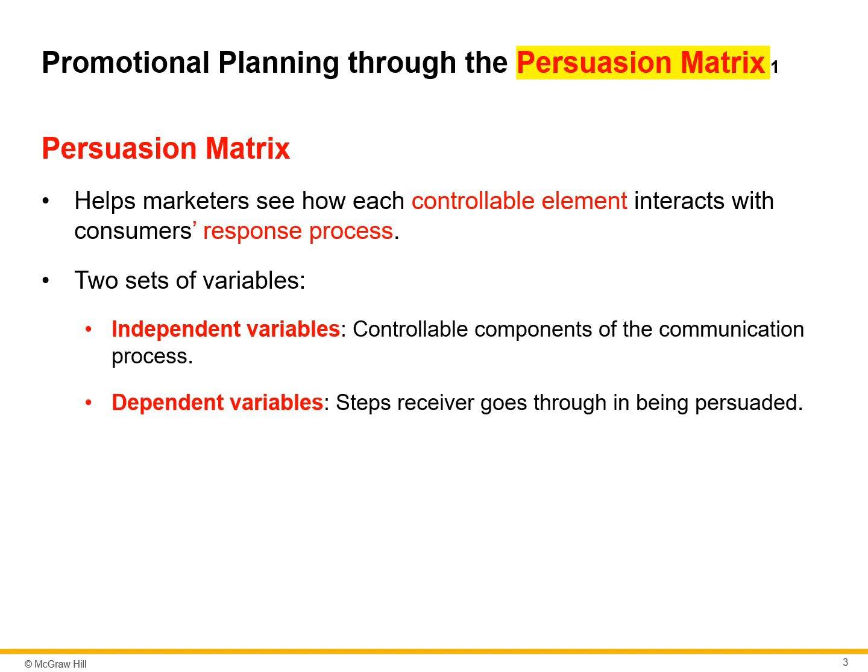There are two sets of variables involved: independent variables and dependent variables. Now, what are the independent variables? Independent variables are the controllable components of the communication process that the marketers or advertisers can control. I wouldn't say manipulate, but can control and manage.